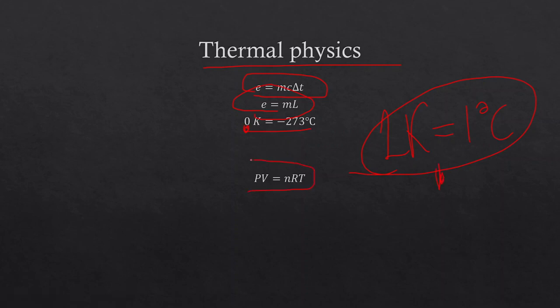This is what I mean by that. PV is equal to nRT. Well, you don't have this equation in IGCSE, but this basically shows us that pressure is directly proportional to temperature, volume is directly proportional to temperature, but pressure and volume are inversely proportional to each other. n is the number of moles, R is the molar gas constant. So these are just two constants that we don't care about right now.